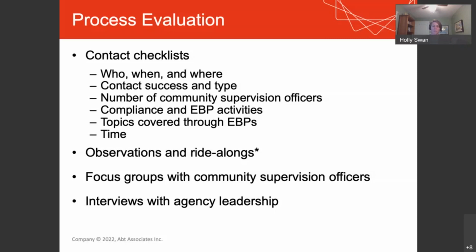Similarly, we're going to be doing focus groups with community supervision officers, again, to get a little bit more nuance and more of the information than what we can capture on a checklist. These are also going to be done quarterly over the course of 2 years. Then at the end of the study, we're going to be doing interviews with agency leadership to get their reflections on the study. In addition to collecting this qualitative data, we are also using each of these as a means to check on fidelity to the experiment and adjust as needed.